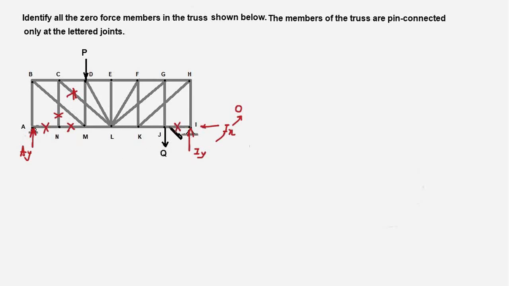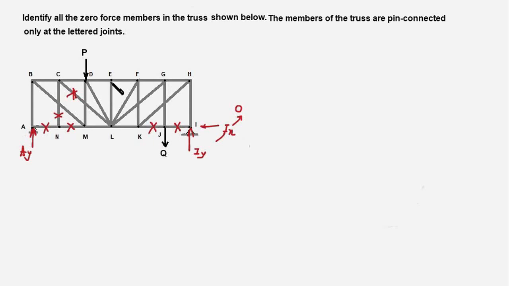And once we ignore this member, then we find that KJ and GJ, this member and this member, also qualify for rule number 3. We have two members KJ and GJ which are not collinear, and an external force of Q is aligned with the member GJ. Therefore, KJ would be a zero force member.